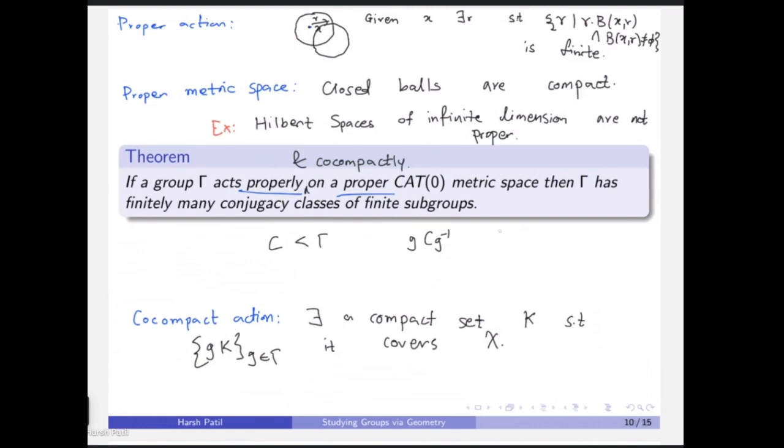Okay, so let me give you an example of this. Remember our example of Z squared acting on R2 by translations. Now if you consider R2 and the unit square, this is the origin and this is (1, 1). If you consider all of the translates of this unit square by elements of Z squared, then you get the entire R squared. And this closed unit square is obviously a compact set. So that's what I mean when I say that the action is co-compact.